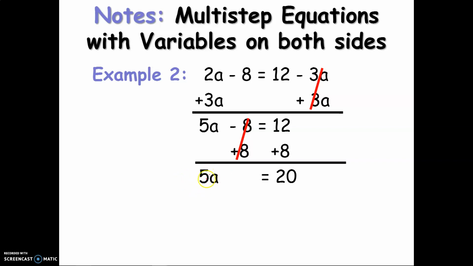Now we have 5 times a is equal to 20. Remember, our objective is to isolate the a. A currently has a 5 being multiplied to it. The opposite of multiplying by 5 is dividing by 5. We divide both sides of this equation by 5. On the left, 5 divided by 5 is 1, or 1a, or a, and on the right, 20 divided by 5 is 4. So a is 4.